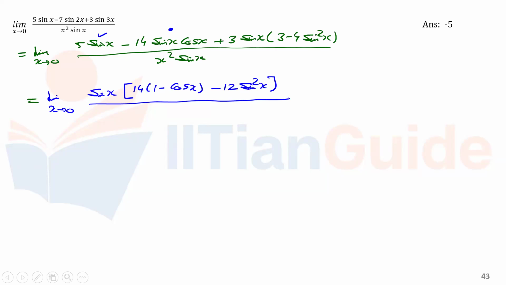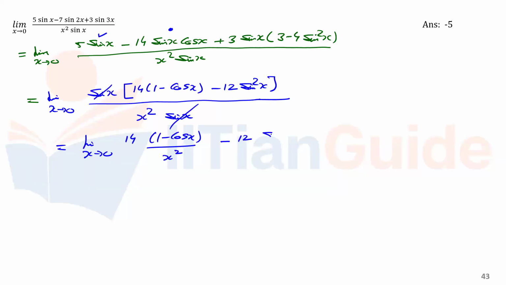In the denominator I have x square sin x. Now this sin x gets cancelled. Now I have two options. Limit x tending to 0. In the numerator, 1/4 into (1 minus cos x) divided by x square. I am splitting into two parts. Minus 1/2 sin square x in the numerator, and in the denominator is x square.